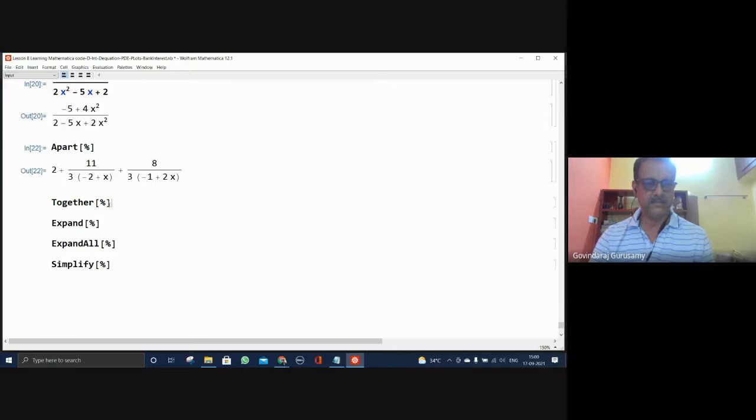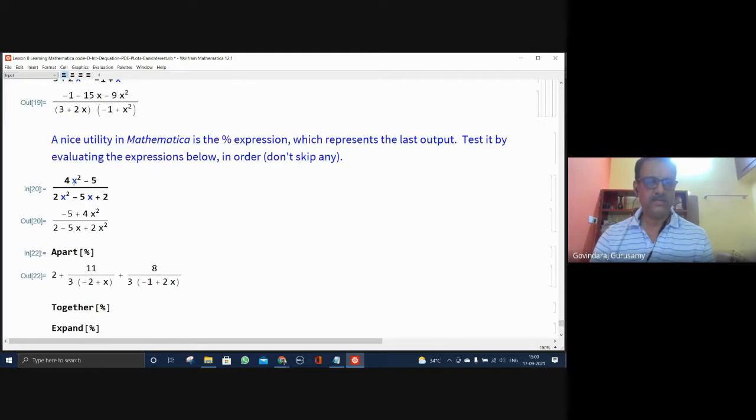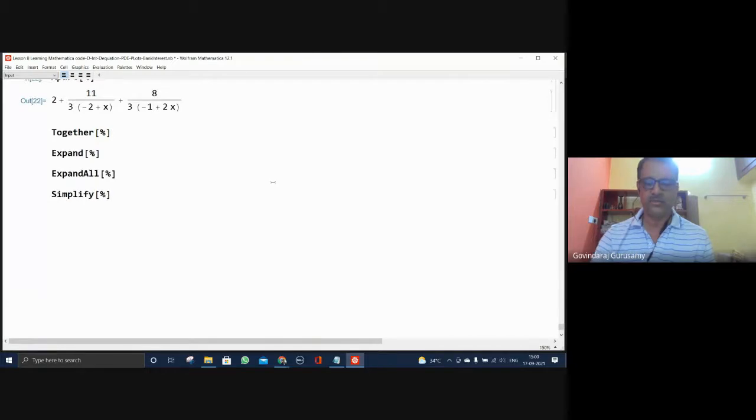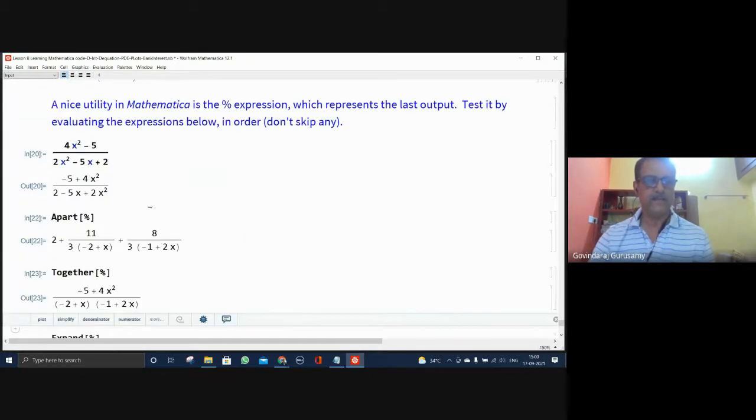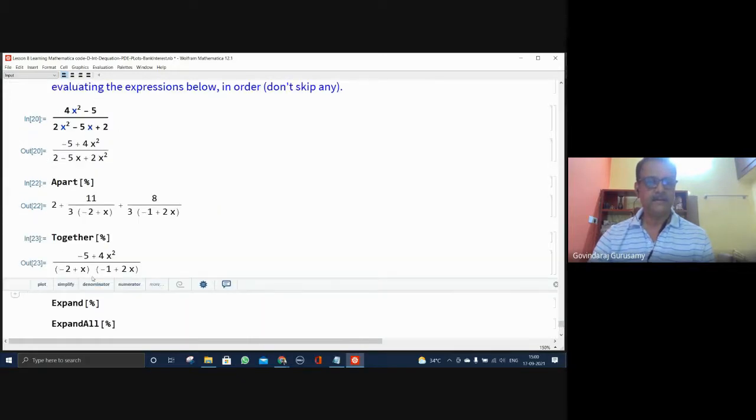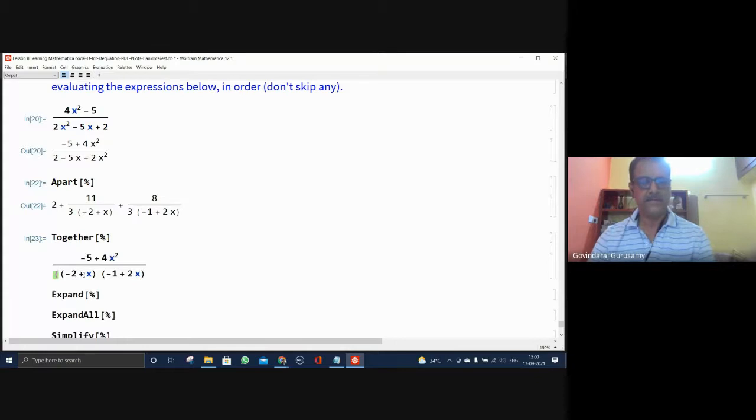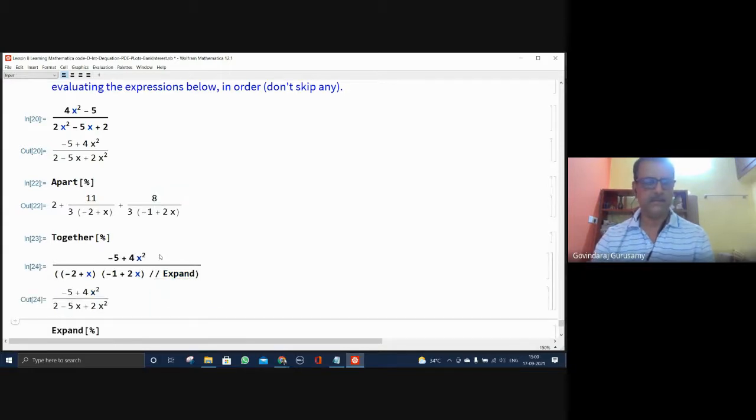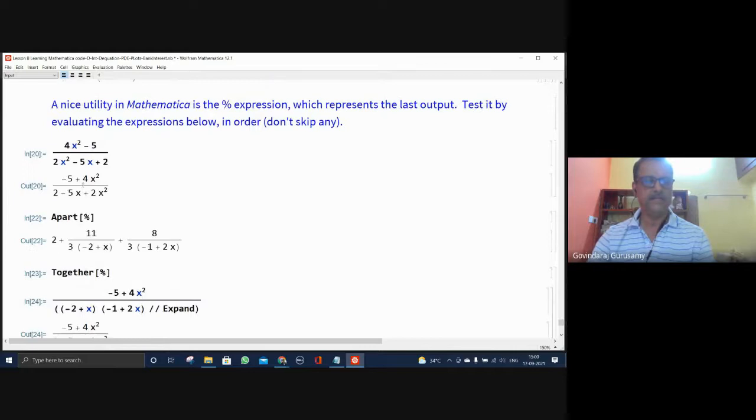This is your input now, which means we put it together. This is the equation which I am expecting to get, and I'm able to get this. Minus 5 plus 4x square minus, so this is the expanded form. Now you can see this is what I have. This doesn't look like that. So what am I supposed to do? Put a bracket here and say expand. This alone can expand. And if I look at this, they are the same.